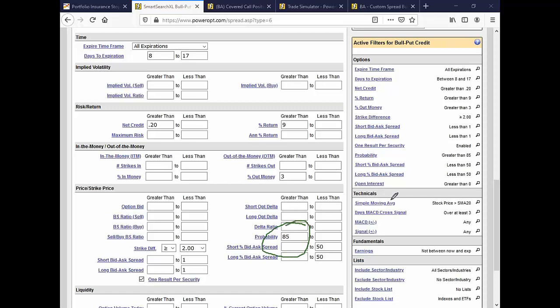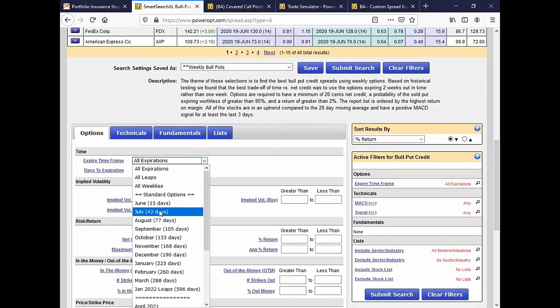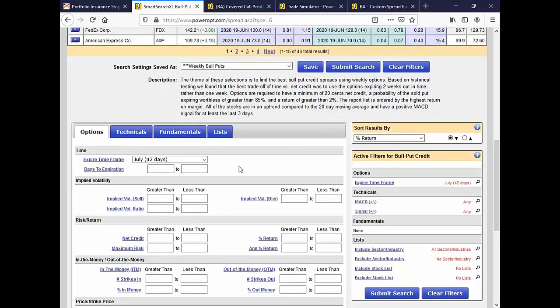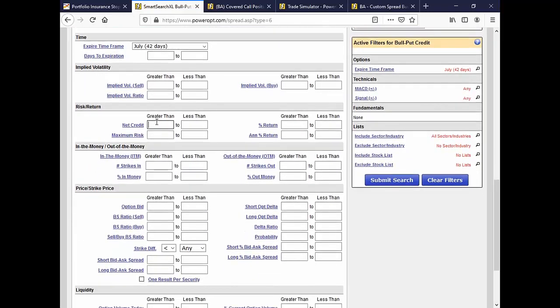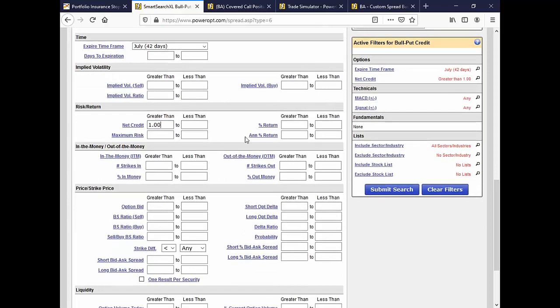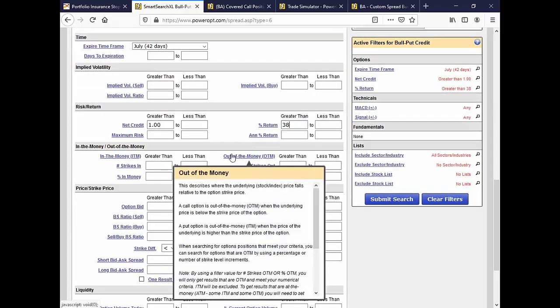But let's take a look. What would I expect with a 40% return where the credit is 1/3 or greater than the difference in strike prices? Well, I'm not going to use the weeklies for this one. We're going to clear the filters here. We're going to start from scratch on our bull put. I'm going to look at standard July expiration, 42 days out in time, so I'm going to need a monthly. The actual net credit I'm not going to worry about, but we're just going to put in $1. I'm going to put in a percent return of greater than 38%.